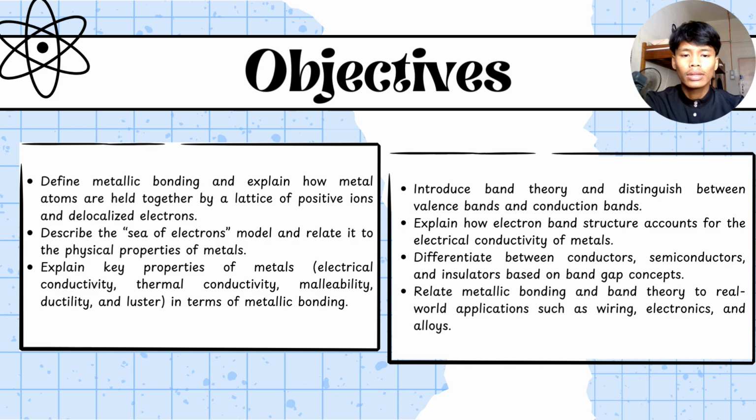Differentiate between conductors, semiconductors, and insulators based on the gap concept. Lastly, relate metallic bonding and band theory to real-world applications such as wiring, electronics, and alloys.